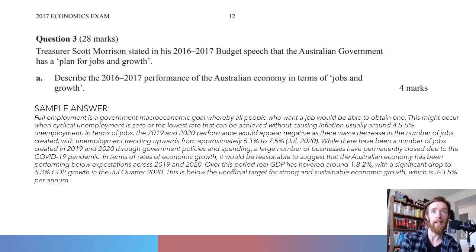In terms of rates of economic growth, it'd be reasonable to suggest that the Australian economy has been performing below expectations across 2019-2020. Over this period, real GDP has hovered around 1.8 to 2%, with a significant drop to negative 6.3% GDP growth in the July quarter of 2020. This is below the unofficial target for strong and sustainable economic growth, which is 3 to 3.5% GDP growth per annum. Just with both of them: the goal, the data, where it's been going, how it's performed. It's pretty simple. And that's the sample for this.